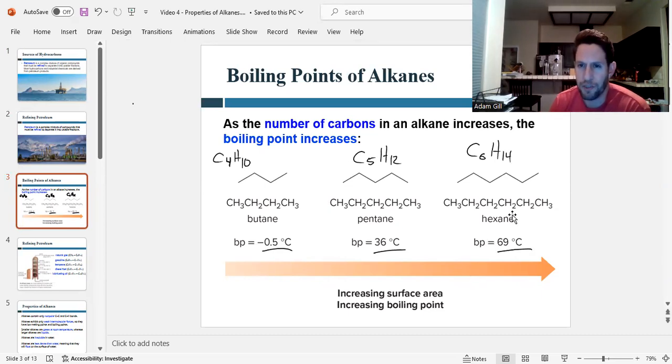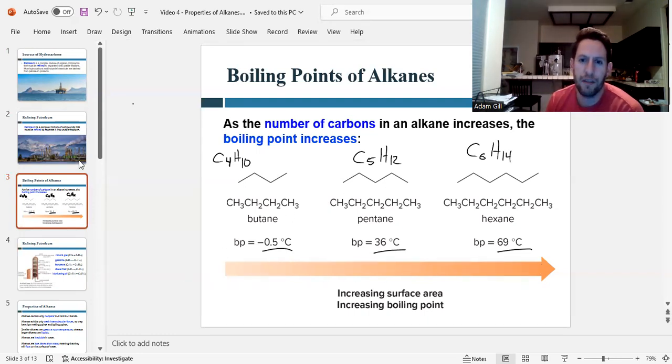And so this has to do with the surface area of the molecule. Molecules with a bigger surface area have stronger intermolecular forces, so stronger dispersion forces. That means they stick together better because they're bigger and they have a bigger surface area. So molecules that stick together better require more heat energy to make them boil away from each other. So higher number of carbons, higher boiling point.